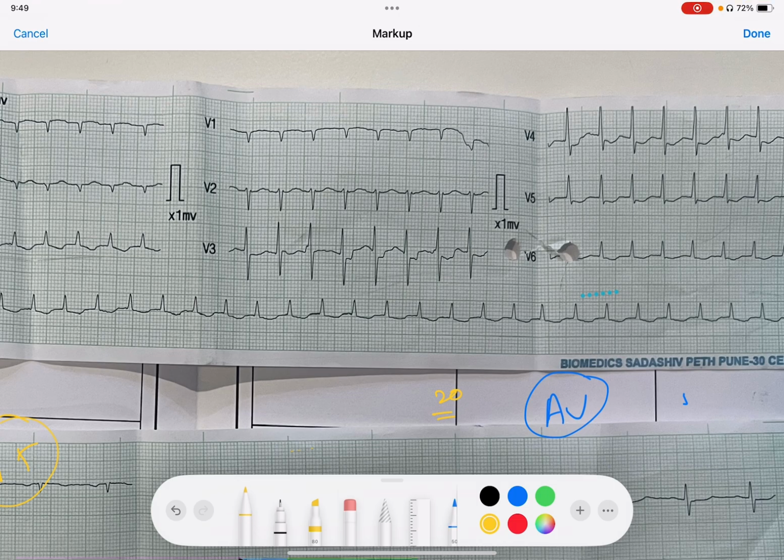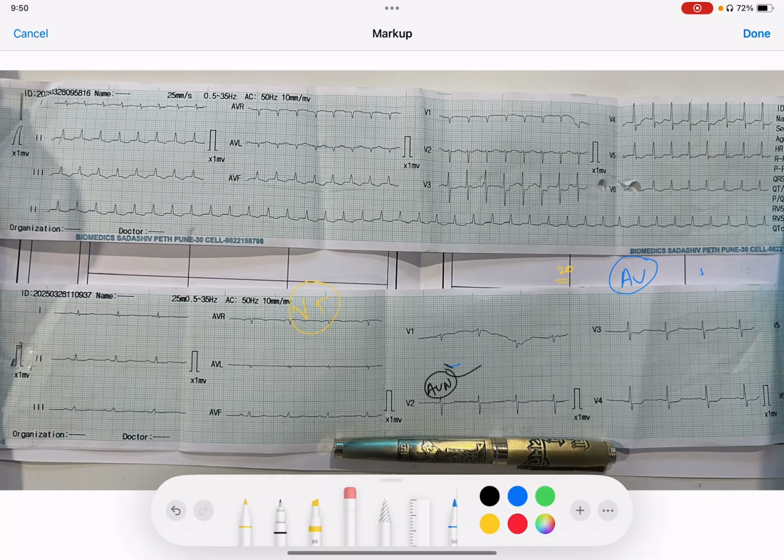In VT, ventricular tachycardia, you'll get all S waves only in all the leads. You won't get a QRS pattern. So narrow complex tachycardia is almost never ventricular tachycardia. If it is wide, we always have to think about ventricular tachycardia.